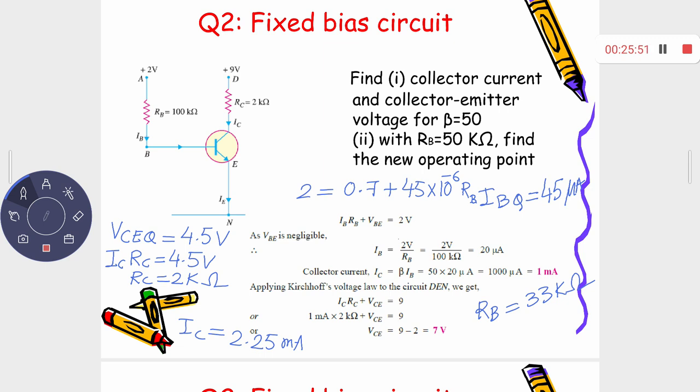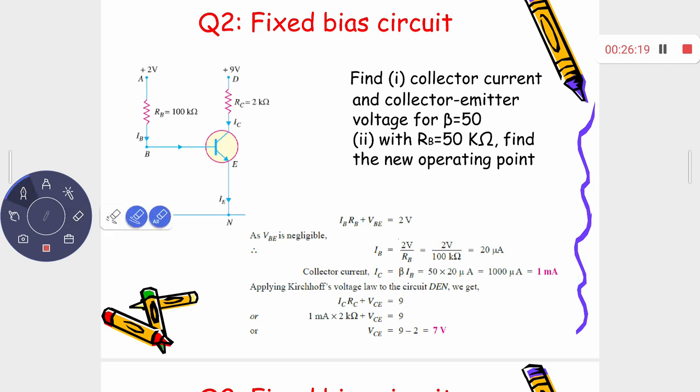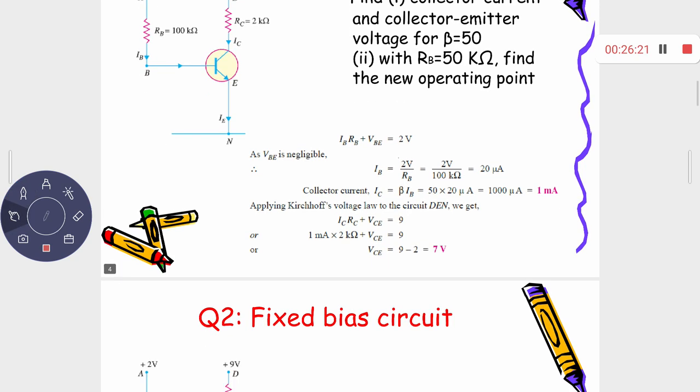So the thing is, since VCQ is large enough, 7.7, I have to reduce the VCQ from 7.7 to close to 4.5. That means I have to increase IC. Right? So therefore I have to increase IB. So I have to reduce RB. Second part of the problem says that with RB equal to 50 kilo ohms, find out the new operating point.